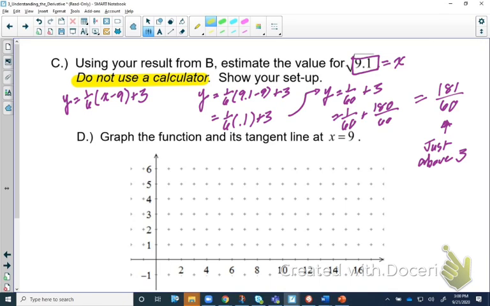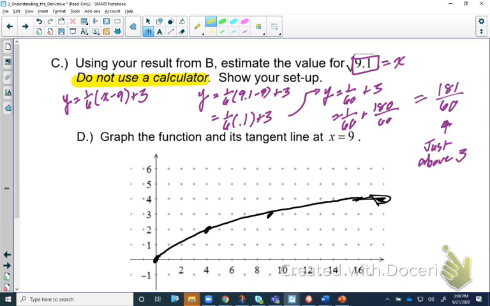So now it says to graph the function and its tangent line at x is equal to 9. Well, the function itself, that's just the square root parent function. So at 4 we're at 2, at 9 we're at 3, at 16 we're at 4. We just have this kind of gentle curviness there going, and it keeps going.